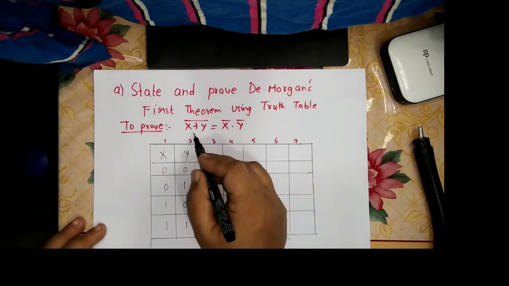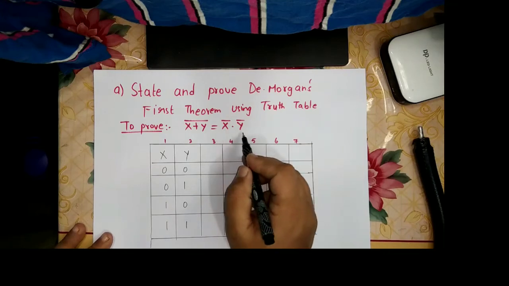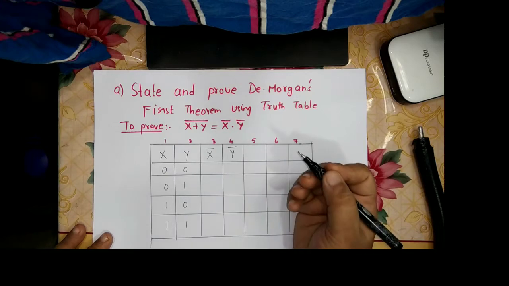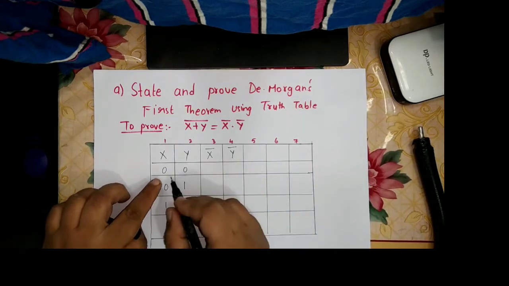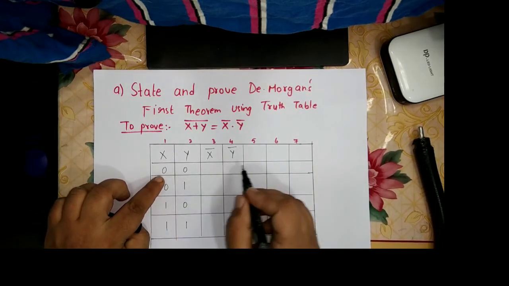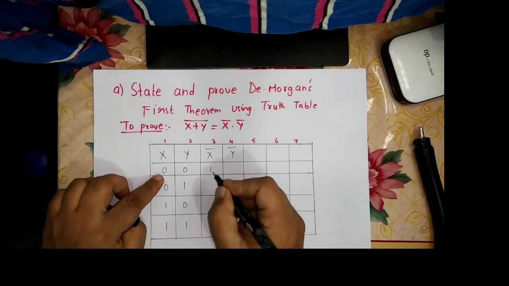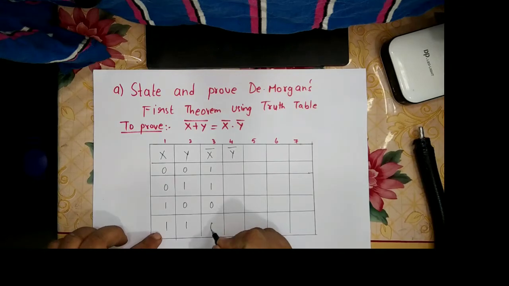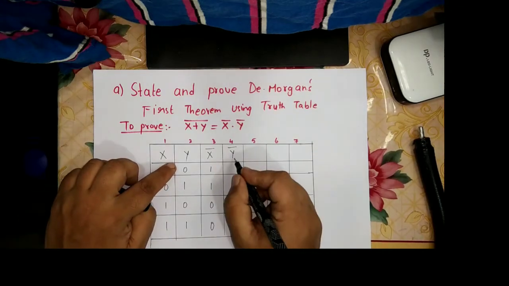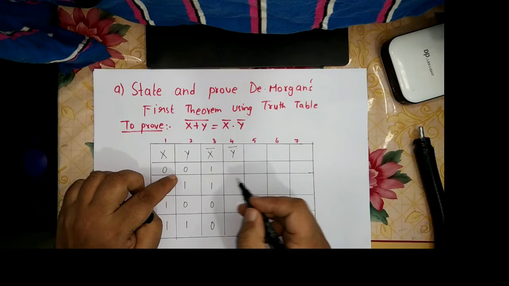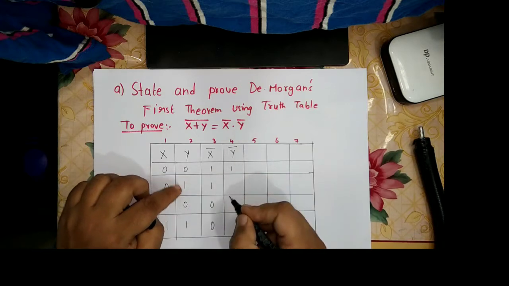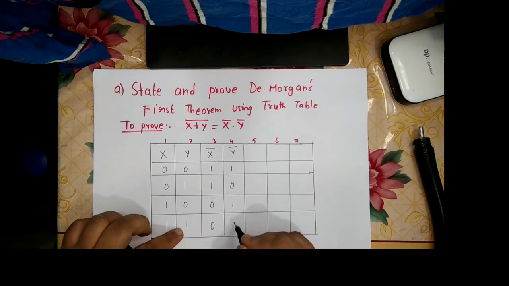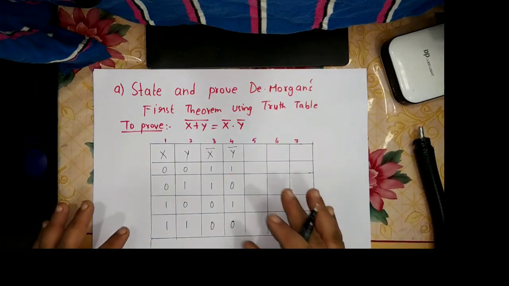After that, we are going to have the complements: x complement, y complement. What is x complement? The opposite of x. So here it is 1, 1, 0, 0. And now we are asking for y complement. So you have to come to the second column. Here what is y? 0, 1, 0, 1, so y complement is 1, 0, 1, 0. So just the reverse of what you have written.